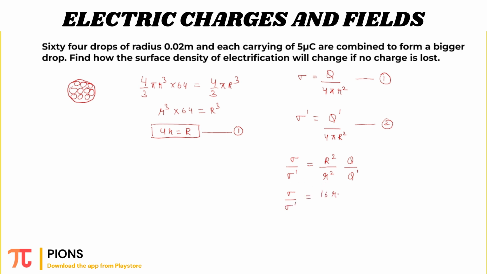Q is given as 5 into 10 to the power minus 6. That's the charge on a single drop, but there are 64 such drops. So Q dash will be 64 into 5 into 10 raised to minus 6. Let's cancel out r square with r square, 10 to the power minus 6 with 10 to the power minus 6, and 5 and 5. 16 4s are 64. So sigma upon sigma dash is 1 by 4. That's the ratio in which the charge densities will alter. Let's see the next one.